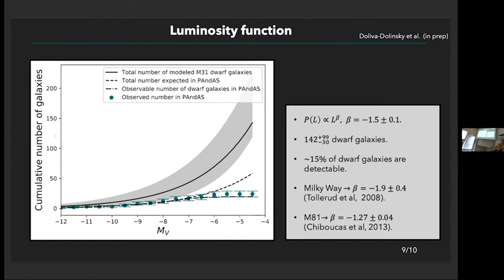So the next thing is to compare the beta we obtain with known parameters from the literature. So for example, for the Milky Way, Toledo found a beta of -1.9. For M81, the beta is -1.227. And so we can see that quantitatively, those are of the same order.